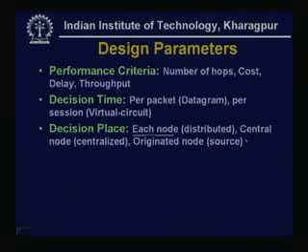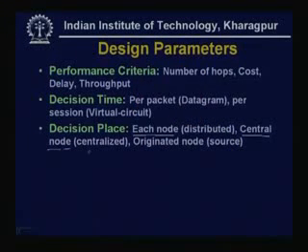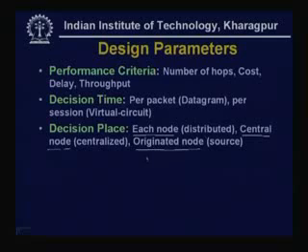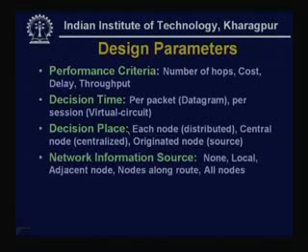Another possibility is that there can be a central node or central control node. So, in that central control node we will have some kind of routing table and which will decide about routing. Then we call it centralized. Or it can be decided by the originating node, the node where it is originated. So, that decides in which direction it will go or what will be the next node. So, the decision place can be each node, central node or the originating node. In that case we call it source routing. So, this is the third important design parameter.